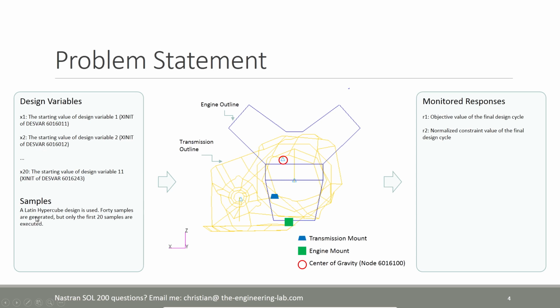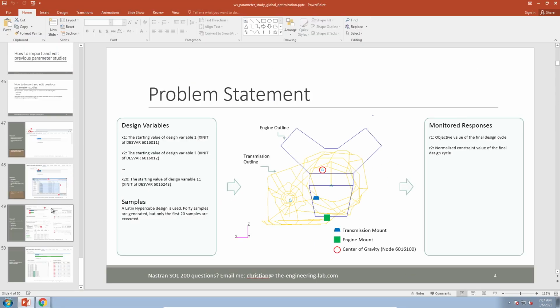Now, in terms of our combinations, we're going to use the Latin Hypercube design or sampling method to construct our different points. And then at each point, we'll go ahead and start the local optimization. There are two responses we want to monitor. If you think back to local optimization, every local optimization has the following.